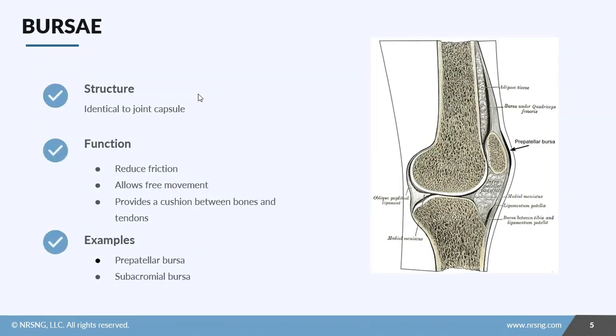Another really important part of the anatomical structure of joints is that you can have these things called bursae. A bursa is a fluid-filled capsule, and they are identical to the joint capsule. So you've got the outer membrane, the inner membrane, and they have synovial fluid. But what they do are a couple of things. They reduce friction, they allow for free movement, and they also provide a cushion between the bones and the tendons, and sometimes muscles. So here, this is what's called a prepatellar bursa. This is the patella, this is the patellar tendon. You have the fat in the joint area. Then you have this area right here, which is the prepatellar bursa. What it's doing is allowing for cushioning so that if any impact occurs directly to the patella, it doesn't damage it.